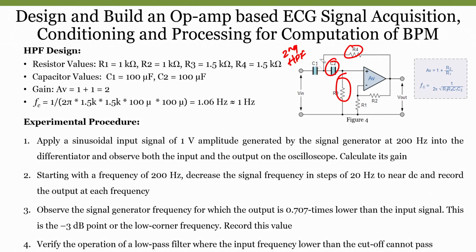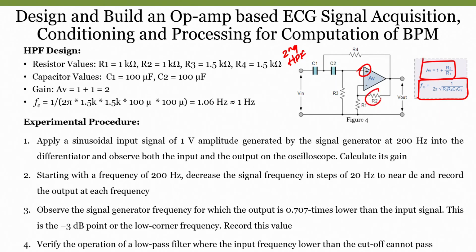Because we have two capacitors and two resistors, the cutoff frequency will be calculated as 1 by 2 pi into root of R3, R4 and C1, C2. Just recall our high pass filtering sessions, you can easily understand that. Since the input is connected to the positive terminal of an operational amplifier, this is a non-inverting type. Since it is a non-inverting type high pass filter, the gain of the system is nothing but 1 plus R2 by R1.